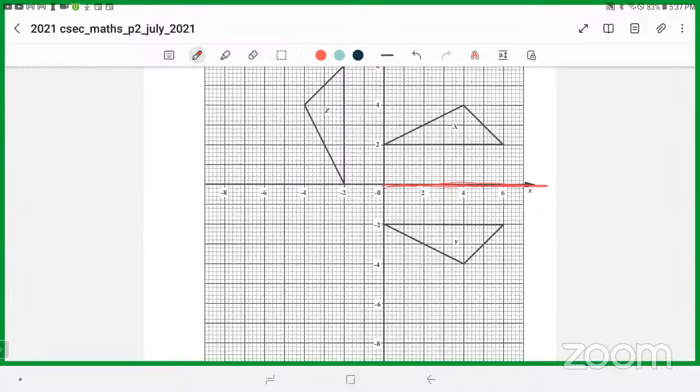So the reflection is the x-axis, but the marks are for the equation. The equation of the x-axis is y equals 0. So you can't say the answer is the x-axis. No. X-axis is not an equation. So if you write x-axis, you're wrong. The answer is y equals 0, but you have to answer the question set. It asks for the equation of the mirror line. The mirror line is the x-axis. The equation of the x-axis is y equals 0.